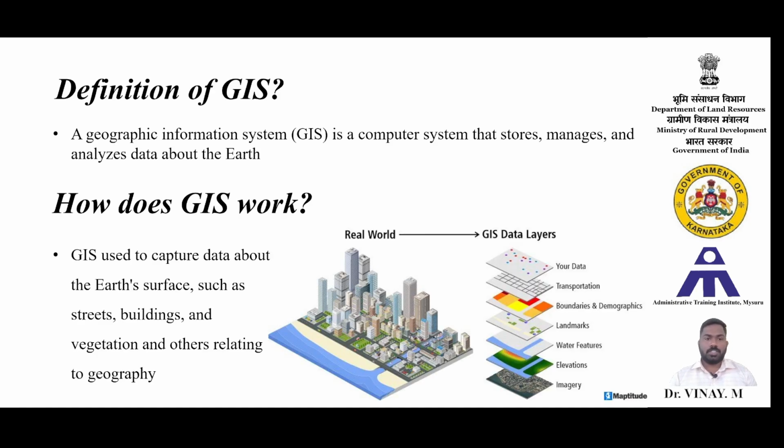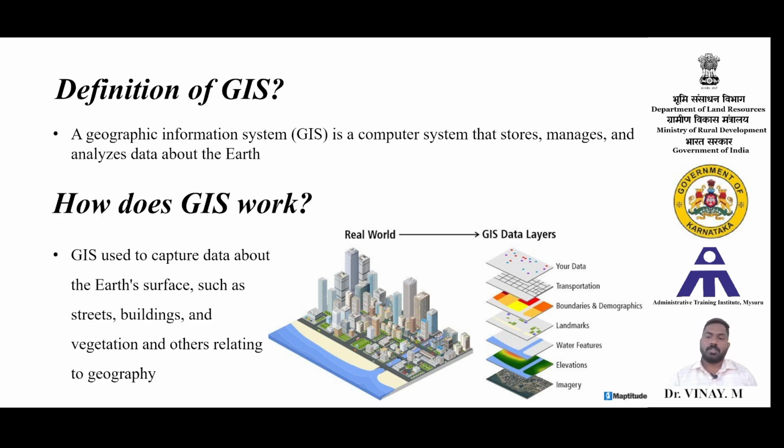So if we look into the definition of GIS, a proper definition of GIS does not exist. Why? Because different textbooks and different authors define GIS in different ways. But if we look at the broader view, a geographic information system is a computer system. Why? Because it is a modern technology.